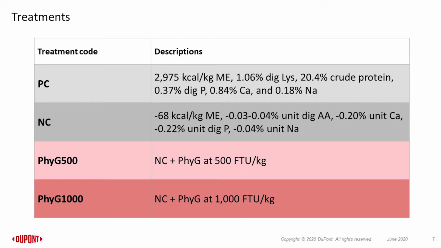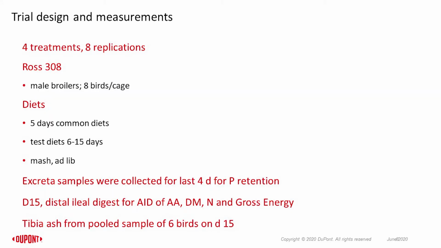The 2 test diets are PhyG 500 and PhyG 1000, that is the phytase added at 500 and 1000 FTU to the negative control. 8 replications were used for each treatment with 8 male broilers. They were fed common diets for 5 days and followed by test diet from 6 to 15 days of age in mash form. Excreta samples were collected for the last 4 days for phosphorus retention measurement at day 15.